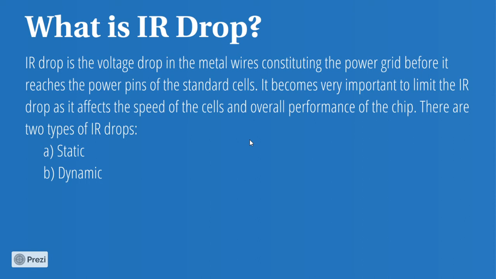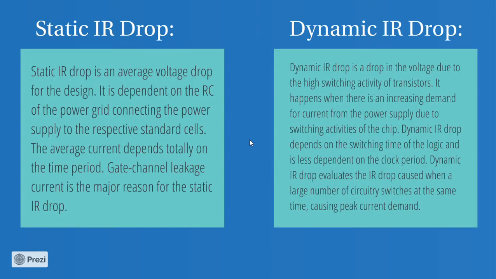There are two types of IR drop: static and dynamic. A static IR drop is an average voltage drop for the design. It is dependent on the RC of the power rail connecting the power supply to the respective standard cells. The average current depends totally on the time period. Gate channel leakage current is the major reason for the static IR drop.